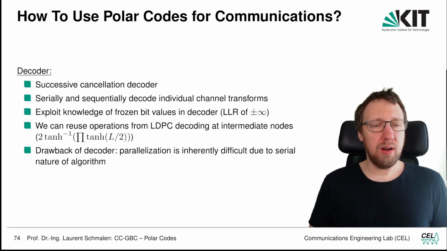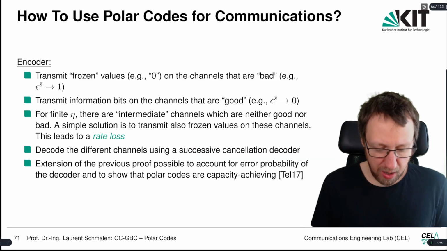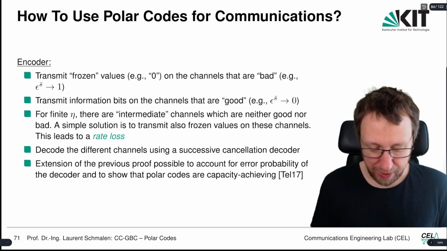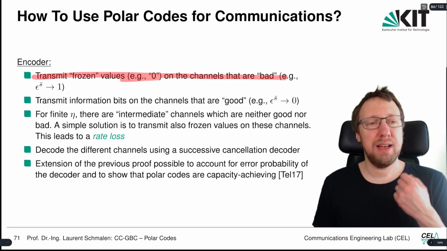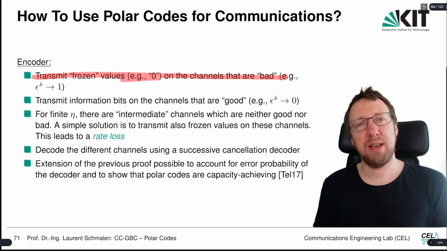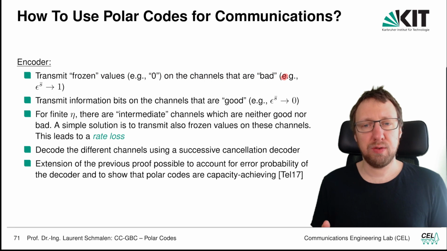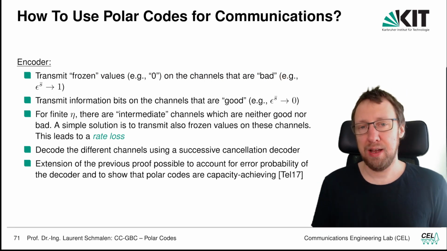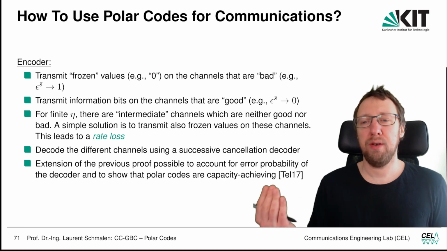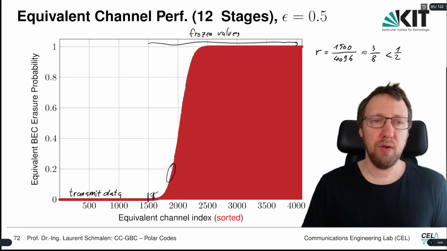So, just to recapitulate what we have, we transmit frozen values, for instance zeros, on the synthetic channels where the erasure probability goes to 1 or the mutual information goes to 0. And we transmit our useful information on the channels that have a high mutual information or very low erasure probability. So how does the decoding work?